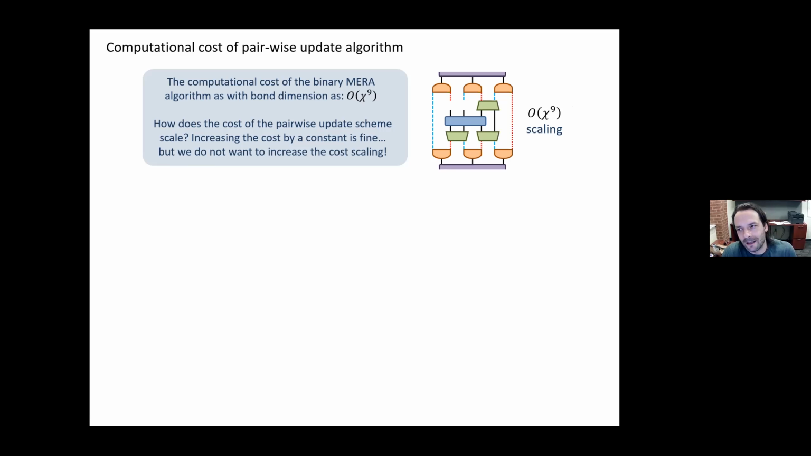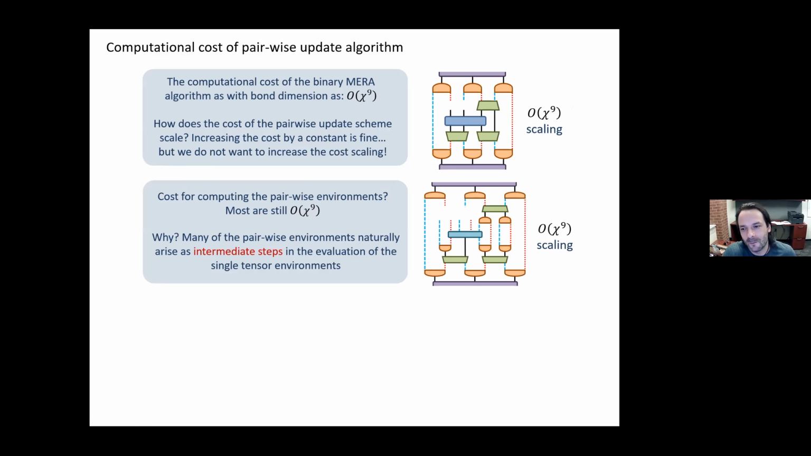Okay, and if we're proposing a new method, we really want it to have the same cost scaling. So I don't care if I increase the cost by some constant factor, but if I increase it by a factor of chi, then that's pretty bad. However, it turns out that most of the networks I need to compute have exactly the same cost scaling as previously. So this may seem weird to you, but there are reasons for this.